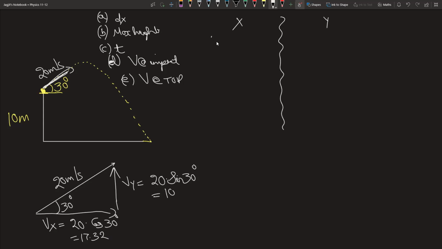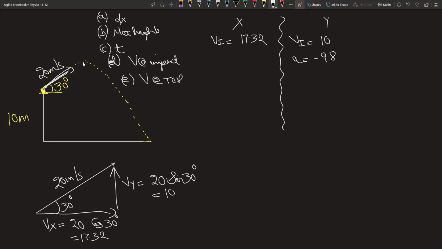Now we're going to break it up into x and y components. First thing, what's my initial velocity of x? My initial velocity of x is 17.32. What's my initial velocity of y? That is going to be 10. What's my acceleration of y? Negative 9.8.